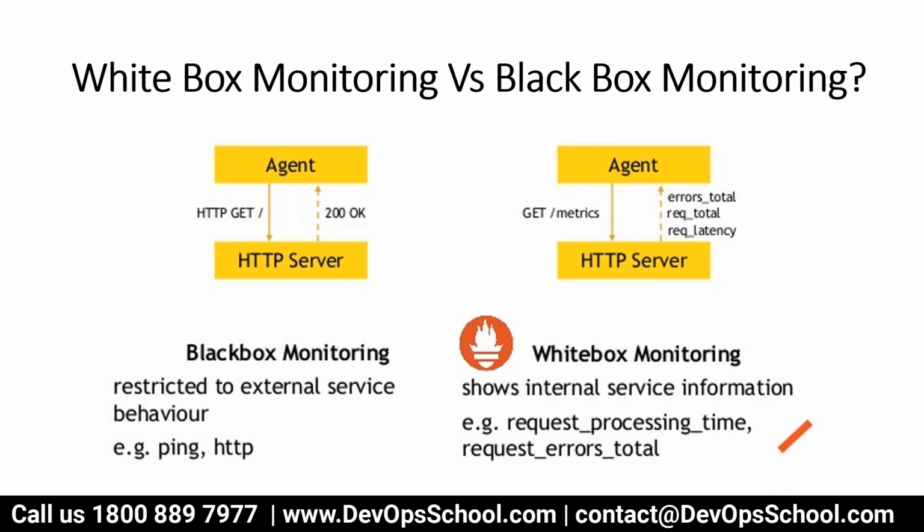So in order to set up white box monitoring, you have to monitor the Apache internals. But in order to set up black box monitoring, you just have to have a network ping or HTTP check at a high level and stuff like that. So yeah, this is black box and white box.